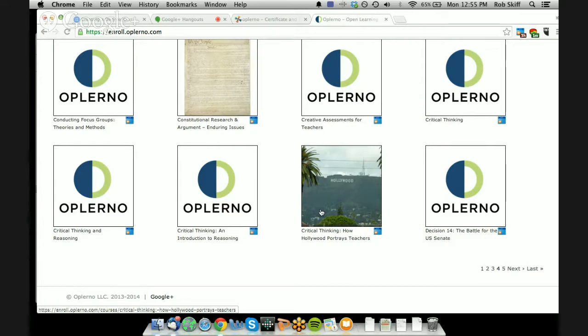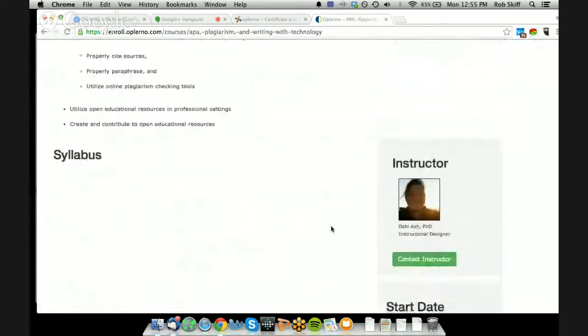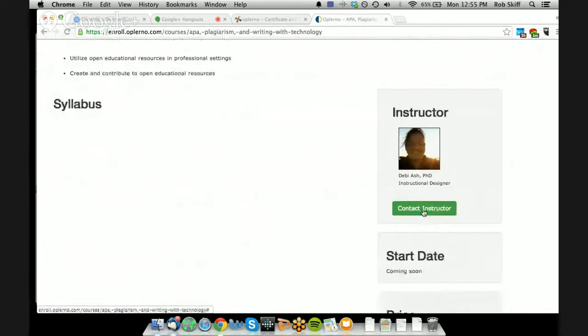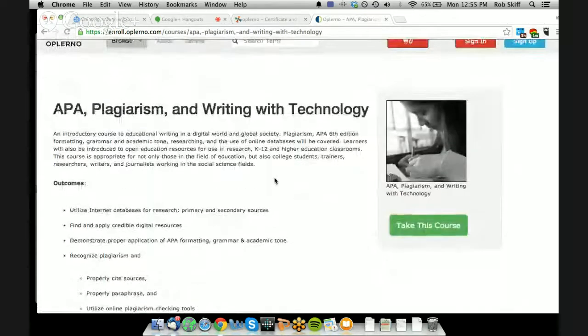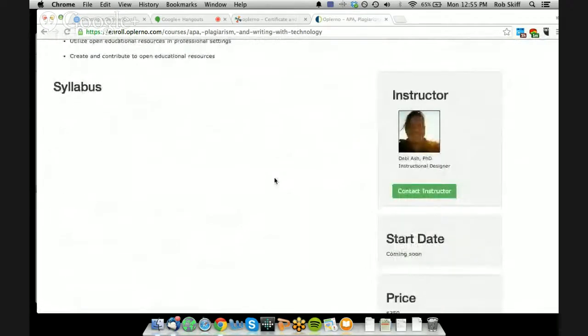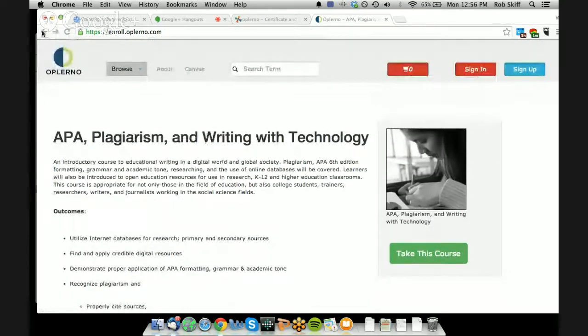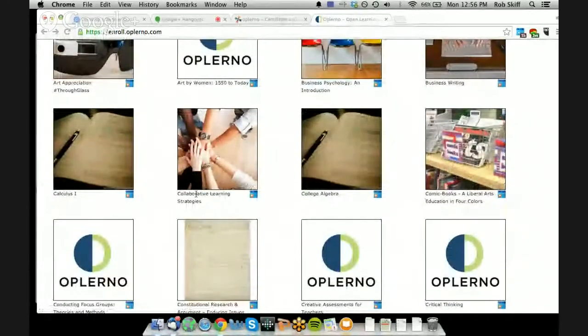But go through the catalog, and the nice thing is you can click on the page. You can take the class, but you can also contact the instructor. So if a course isn't quite done or you want some help, you can say, hey, I'm developing this degree program, hey, Dr. Ash, could you help me with it? And you can create your networks that way. So there's a really neat catalog here that people are already starting to develop, and you can use that to start that certificate program.